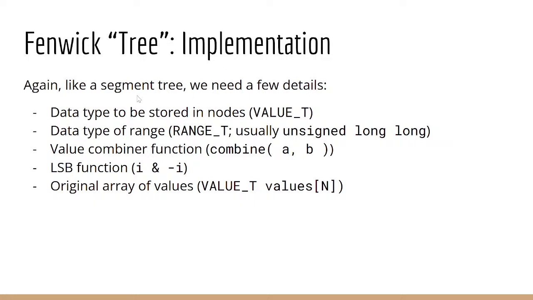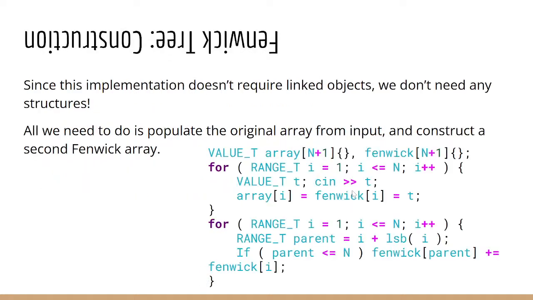So for implementation, like a segment tree, we need a few details. Firstly, we need the data type, and we also need the data type of the range. And then we need a combiner function. For example, normally it will be the sum of numbers if we want to calculate the sum of a range. We also need an LSB function and an original array of values. So we don't need any structures, all we need is a few arrays for a Fenwick tree.